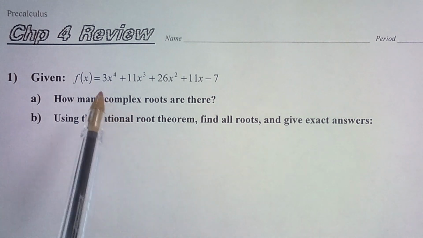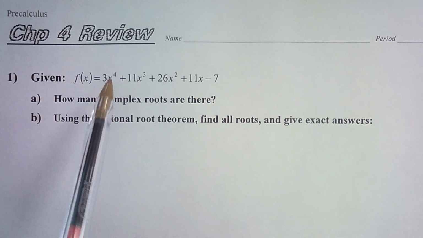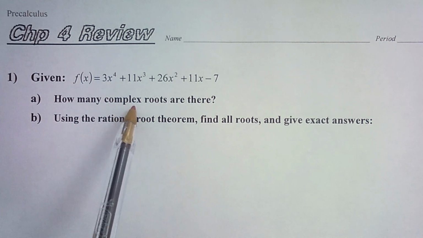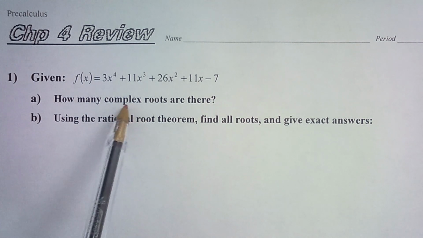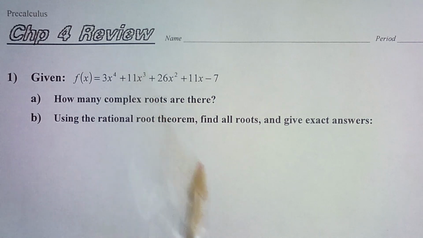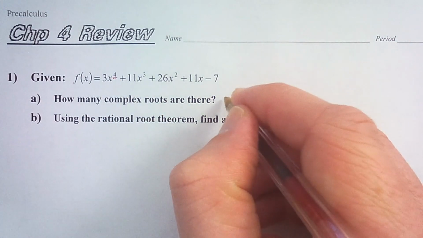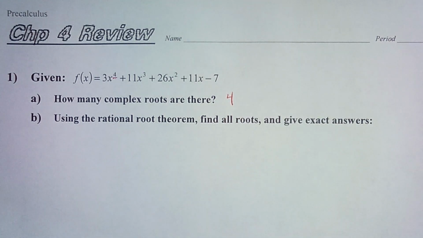So first we're going to solve this equation using the rational root theorem. So first, how many complex roots are there? Complex roots could be real or imaginary. We look for the degree. It's right here. The degree is 4. So there are 4 complex roots for this equation.